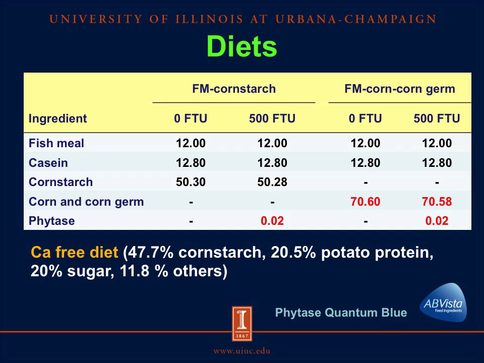These are the diets that we used for this experiment. We had 2 fish meal cornstarch diets, one without phytase and the other with 500 phytase units. These diets contain fish meal, casein, and cornstarch. The other 2 diets contain fish meal, corn, and corn germ without and with phytase. For these diets, we included fish meal, casein, corn, and corn germ. A calcium-free diet was formulated to estimate the endogenous losses of calcium.